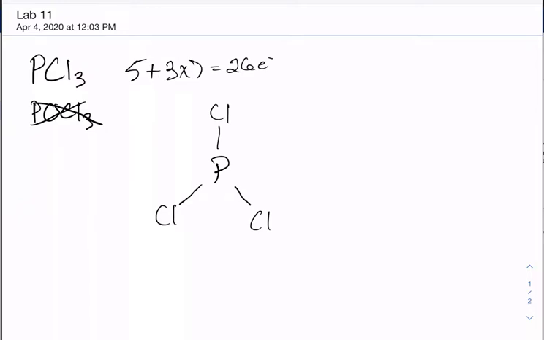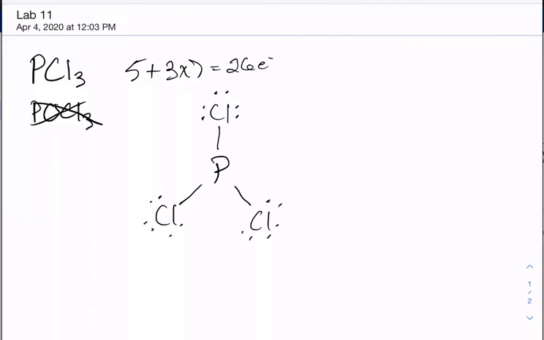The next step in our process was filling the outer or the terminal octets. So adding lone pairs to all of our outer atoms, which basically means adding 3 lone pairs to each of them to go with the 1 bond they each have will give them their octets. And now I've filled all those outer octets.